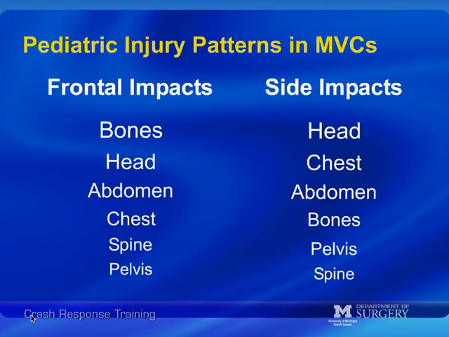Pediatric injury patterns can be dependent on multiple factors, such as age, restraint use, vehicle type, or type of crash. There's a greater risk of injury in side impacts, and this slide shows what the difference between frontal impacts and side impacts can do to a child's body.